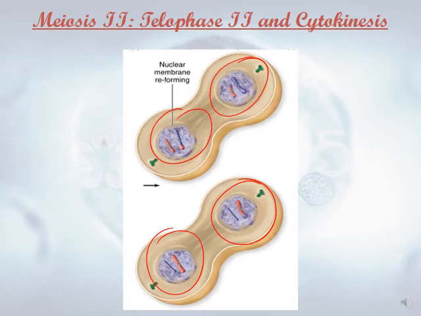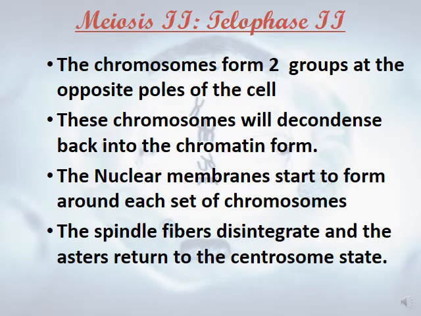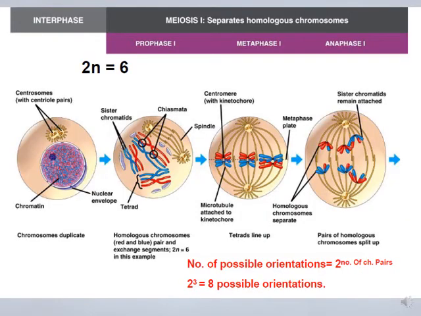So the result here, we have 4 daughter cells, and this is an important difference between mitosis and meiosis. We have 4 daughter cells. So the chromosomes form two groups at the opposite pole of the cell. These chromosomes will decondense back into the chromatin, and nuclear membranes start to form around each set of chromosomes, and the spindle fibers disintegrate, and the asters return to the centrosome state. Here the figure showing interphase.